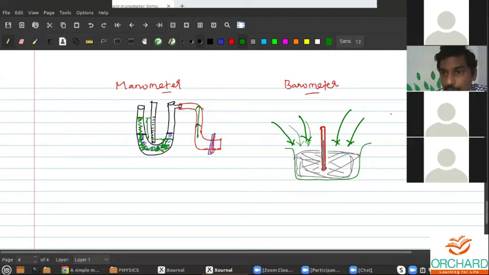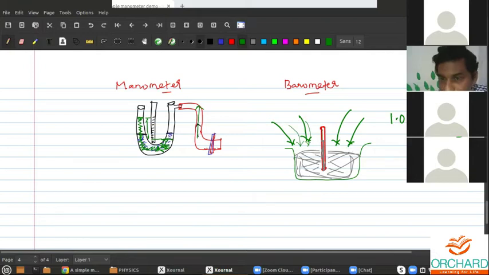What is the value of atmospheric pressure? 1.013 times 10 to the power of 5 Newton per meter square, or Pascal. Such a large pressure acts on the surface of the mercury.